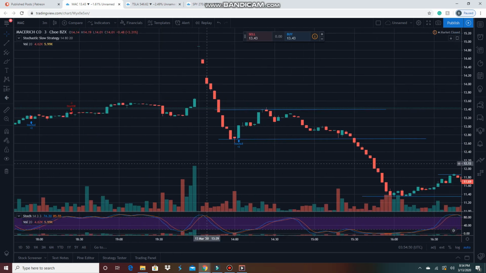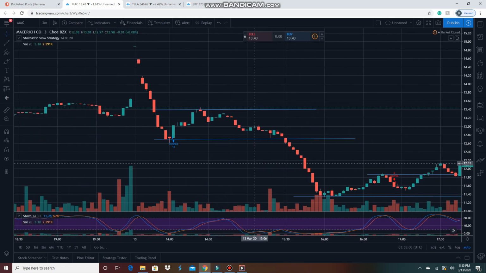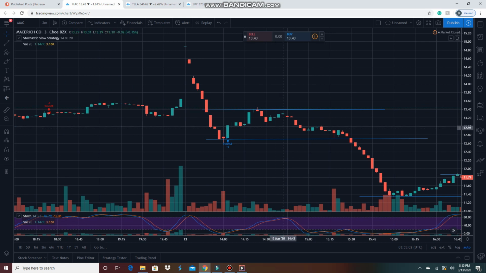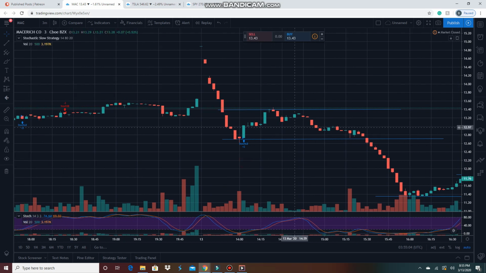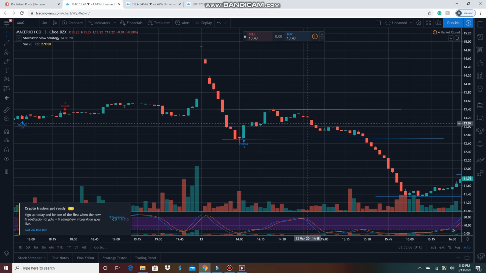Right here we establish our support, and we establish our resistance when it begins the downtrend. So now we know the uptrend and the downtrend. If we began to trade here, it would be a bit risky. Let's say we entered around here. That's risky because you really don't have a sense of the market. It could either go straight down or bounce back up.